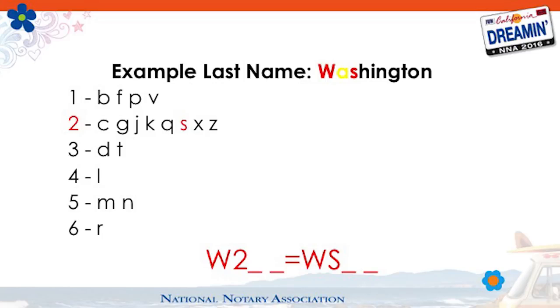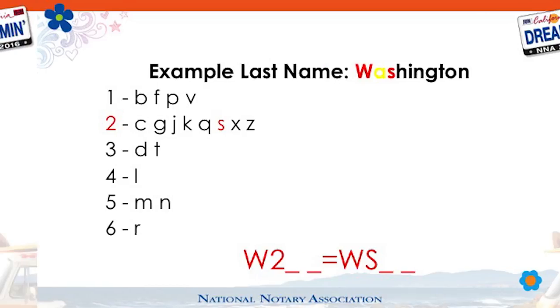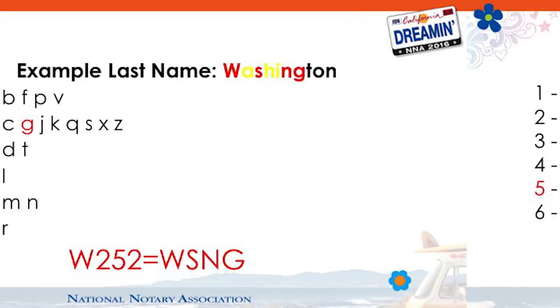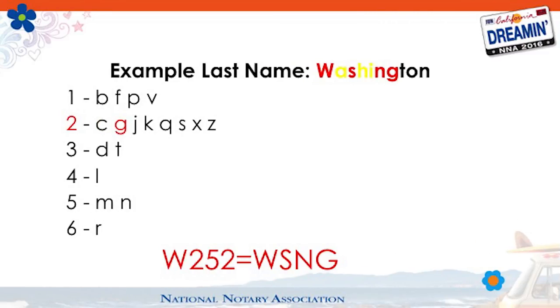Now we go to H and I. There is no H and I, so we skip that and go on to N, which is a 5. So now we have a W, 2, 5, and the very last one is a G, which is represented by 2. Okay? So this is what you would see phonetically.